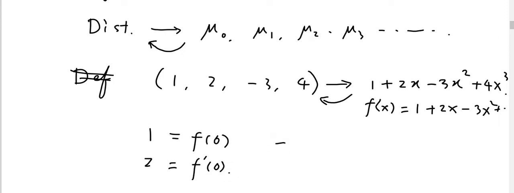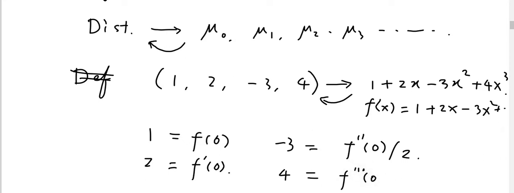So what is this? This is the coefficient 3. So this equals the second derivative at x equal 0, but we should divide by 2, right? And what is this 4? So 4 is the third derivative at 0, divided by 6, or 3 factorial. Here we divided by 2, or 2 factorial. So from the polynomial, we have those relationships, right?